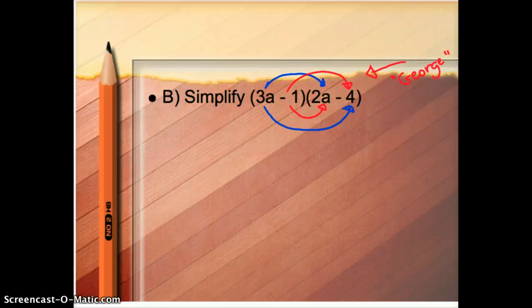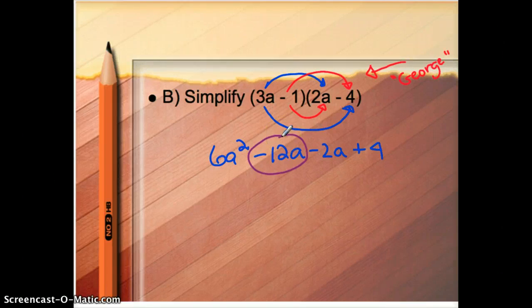So we're going to actually go ahead and solve this problem. When I did 3a times 2a, I got 6a squared. When I did 3a times negative 4, I get negative 12a. I'll do negative 1 times 2a next, and I get negative 2a. And negative 1 times negative 4, I get positive 4. Again, I'm going to add up my like terms. I get a negative 12a and a negative 2a. So I have 6a squared minus 14a plus 4.